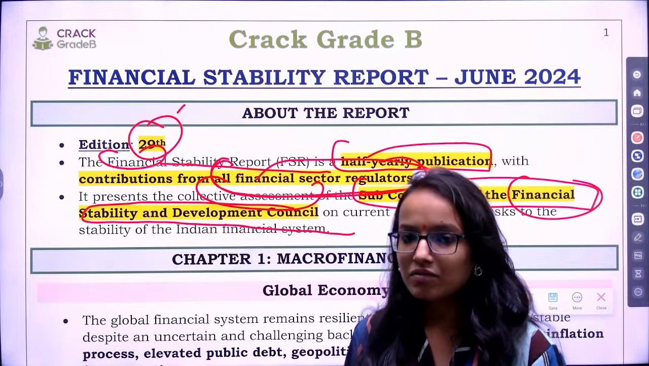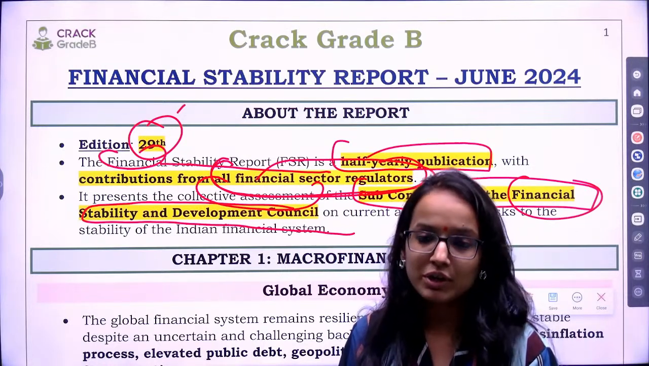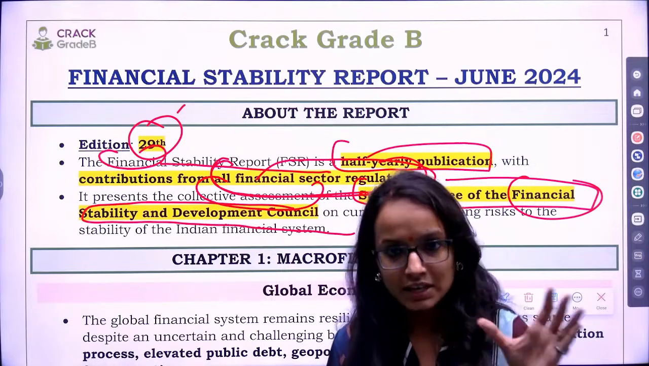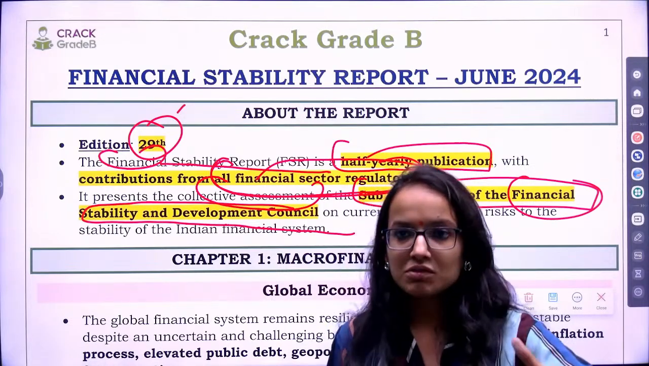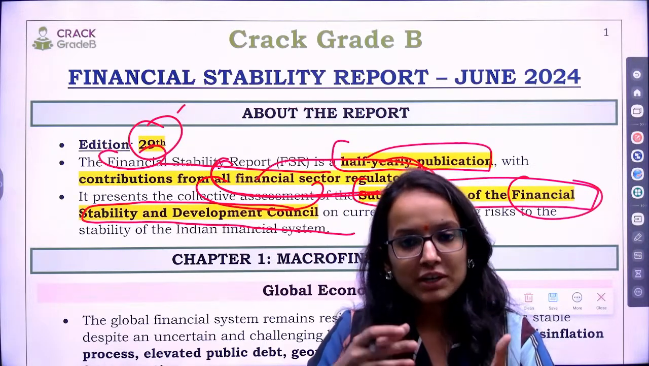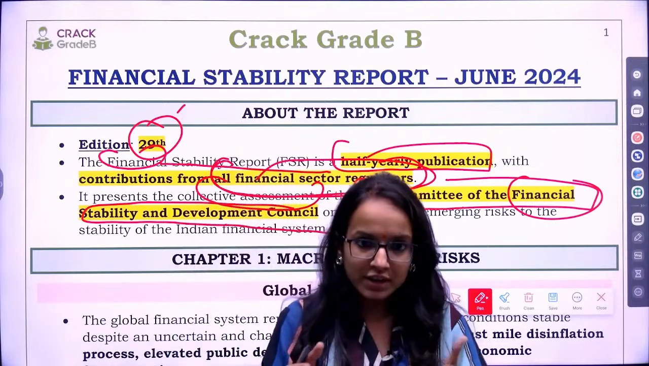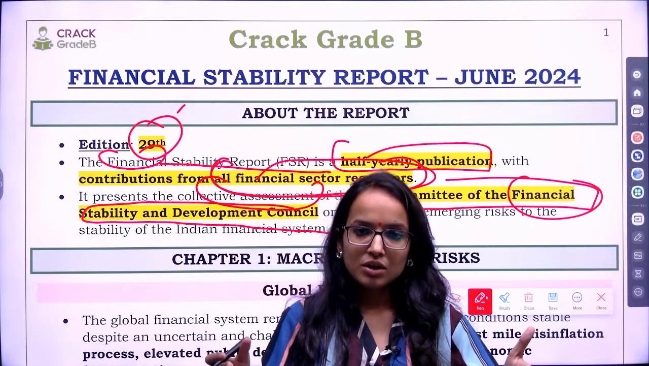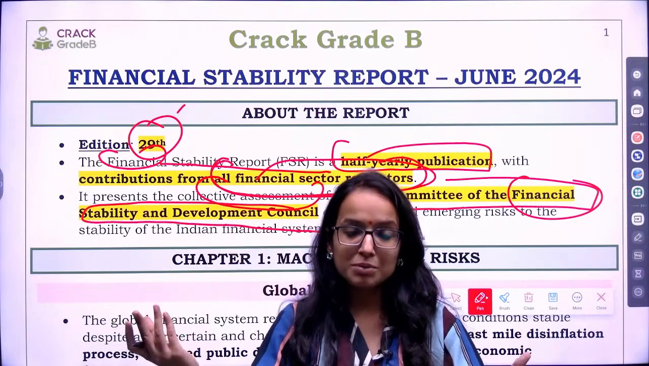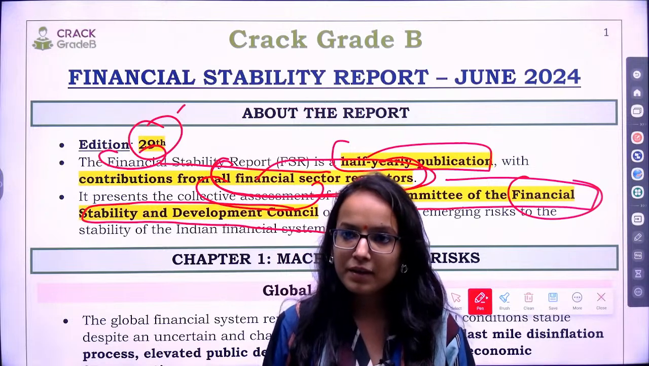Financial Stability and Development Council is an apex level body of the government of India, which was established with an aim of promoting financial stability in India, monitoring all these things related to financial stability, then monitoring the interoperability of all these regulators, ensuring coordination among all these regulators. Final aim is achieving financial stability, macroeconomic stability, macro-financial stability, and ultimate economic growth, right?